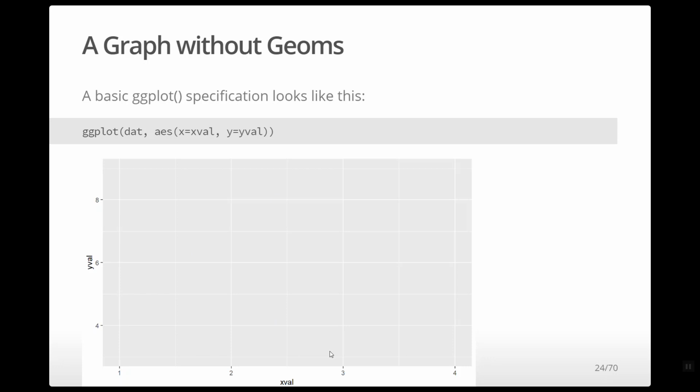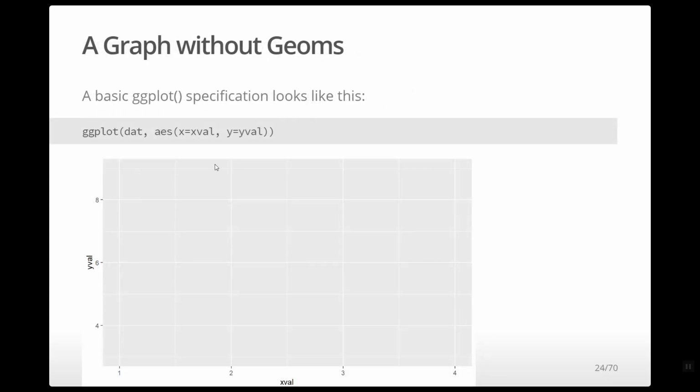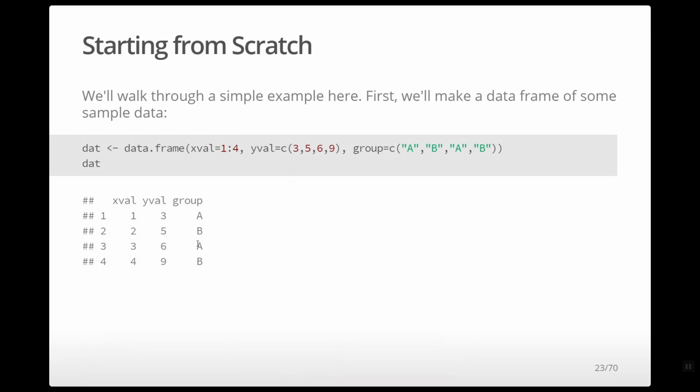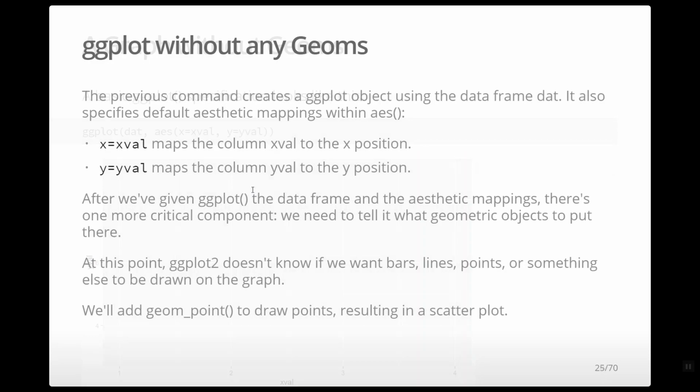All right, and so in this case, it probably makes sense to graph points. So I would say, okay, let's do ggplot, and then what we want to do is we'll add geom_point to represent these things. All we've done is say the values in the x value column get mapped to the x-axis, and the y value column gets mapped to the y. Right now, the group column is not mapped to anything, and so that will not be represented in our visualization.